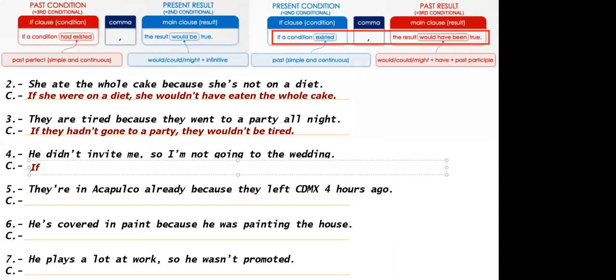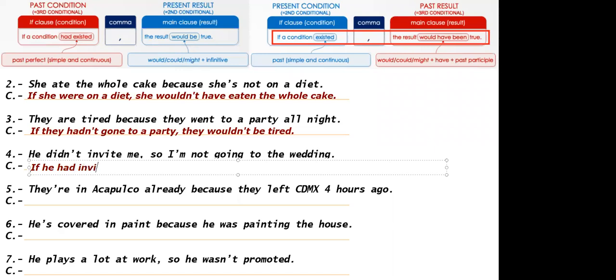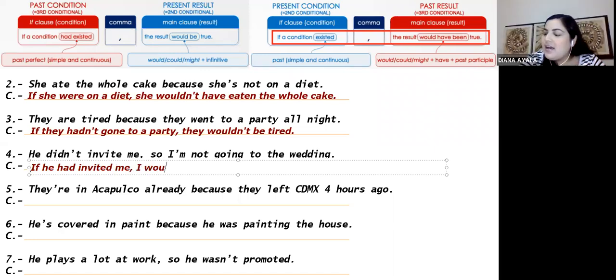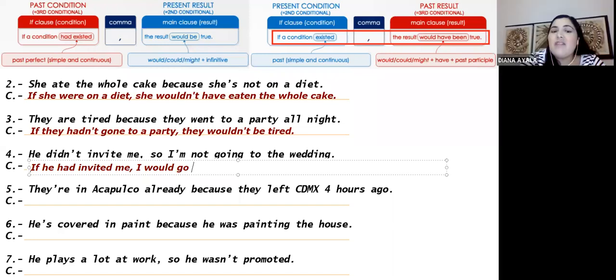He didn't invite me, so I'm not going to the wedding. If he had invited me, I would have gone, comma. I would go to the wedding. I mean, the context is correct, but the sentence is not. You're missing a little something. I would have gone.